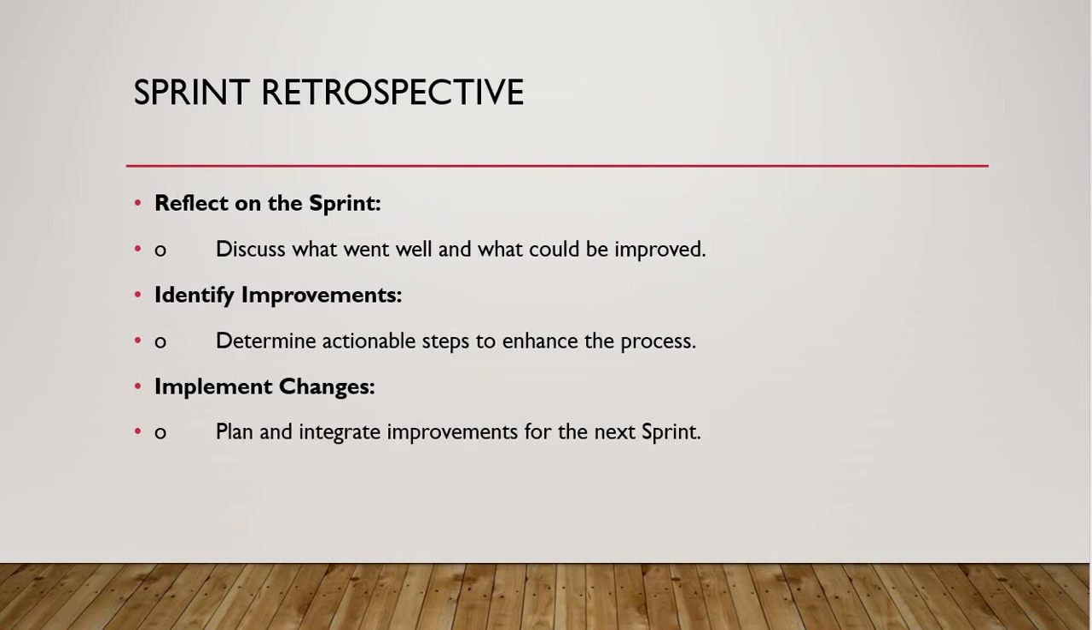Okay, reflect on the sprint, discuss what went well and what could be improved. Okay, this is under sprint retrospective. It's like a postmortem. Determine actionable steps to enhance the process, identify the improvement, and then implement changes. Plan and integrate improvements for the next sprint. So of course, when we figure out something that needs to be improved, we are going to implement changes for improvement for the next sprint.